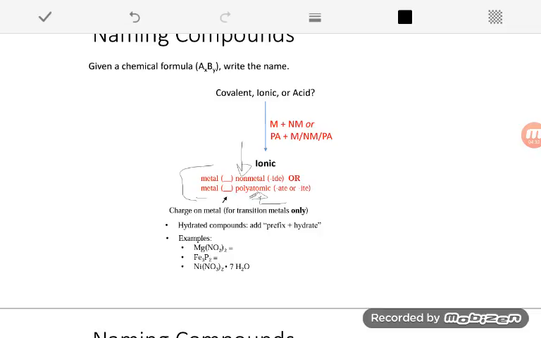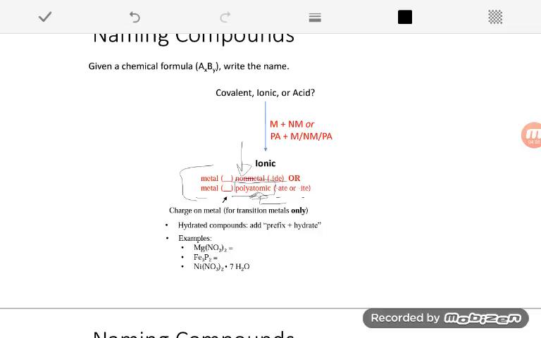Generally, we're going to name the metal, and then we'll either name the nonmetal, but again, change its ending to IDE, or we'll name the polyatomic, and we just leave the name as is. So it should be ending in ate or ite, because almost all of our polyatomic ions end in either ate or ite, so you just don't even worry about the name.